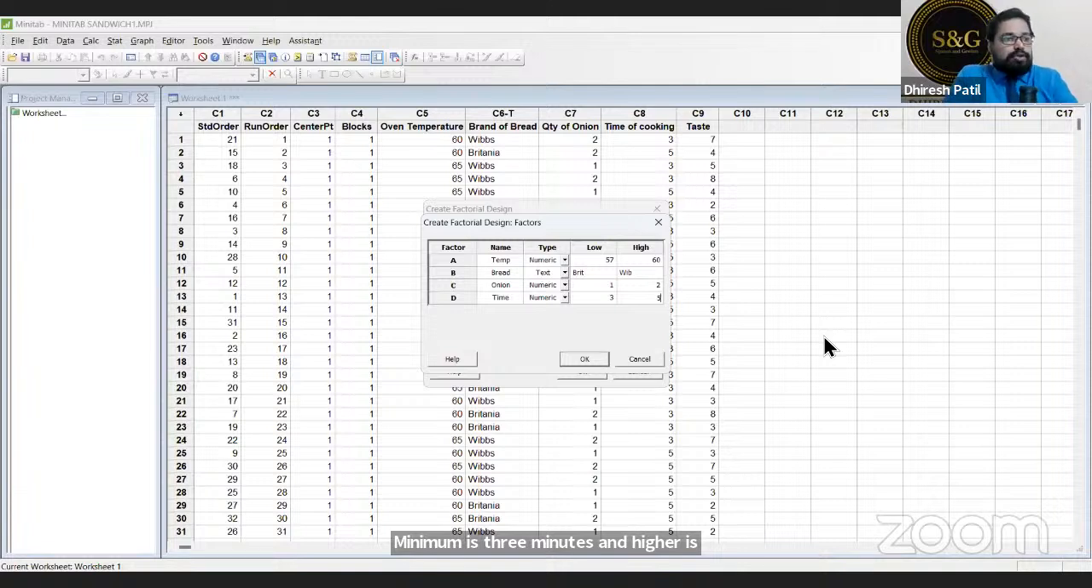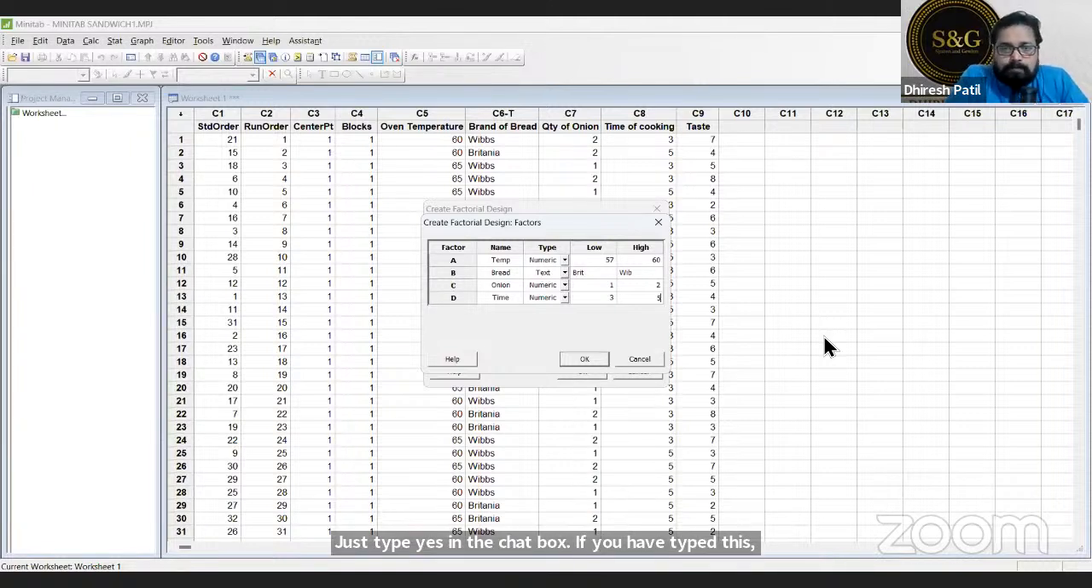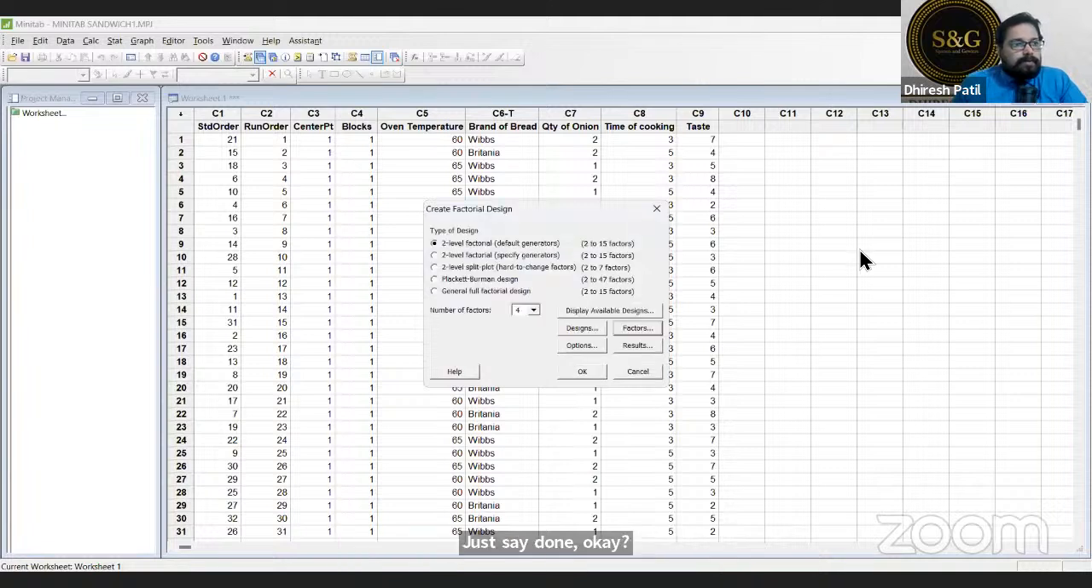Just type yes in the chat box if you have typed this. Just type done. Once you go to factors, enter all the factors. Just type done. Okay, and say okay. All right, and say okay.